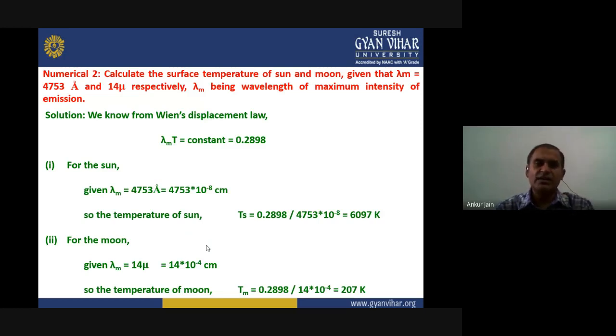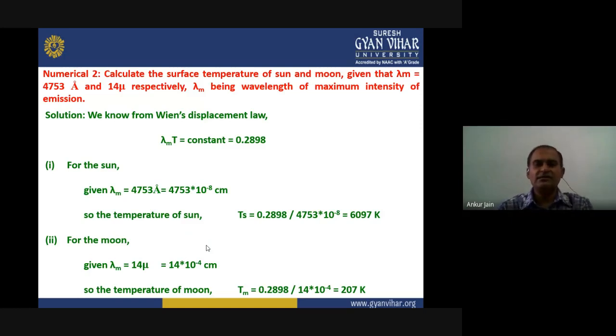So we already know Wien's displacement law: lambda m into T, the multiplication of the wavelength at highest intensity and the absolute temperature, is always constant, and the constant value, Wien's constant, was given as 0.2898. So we will use this equation for this question. We will calculate first for the sun and then follow the same way for the moon.